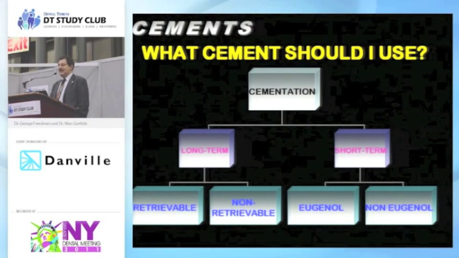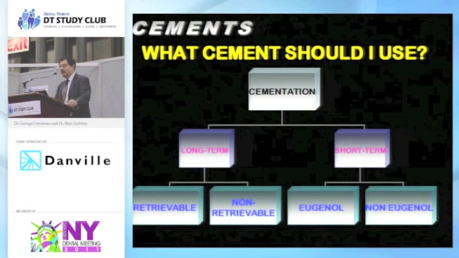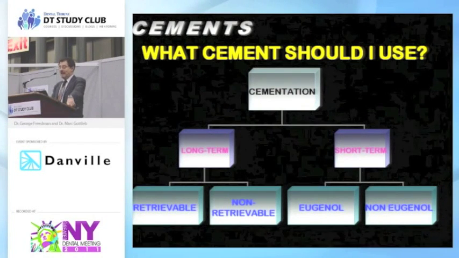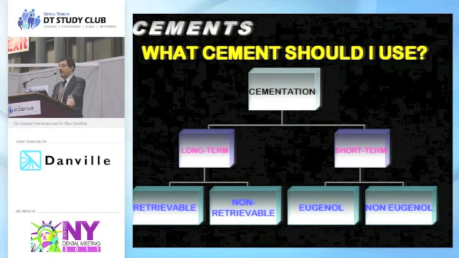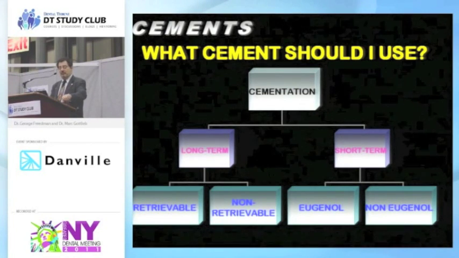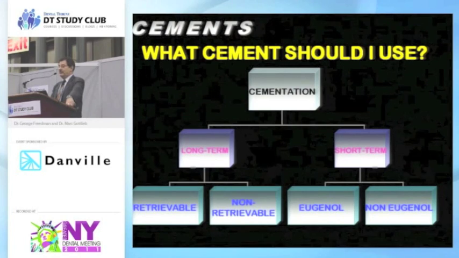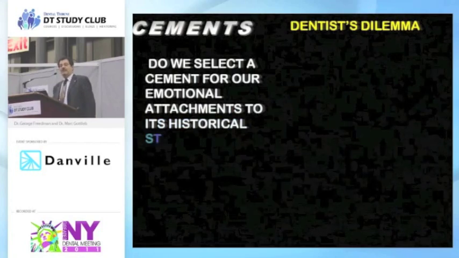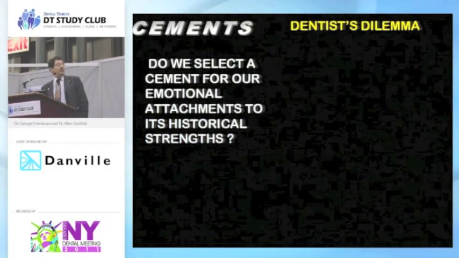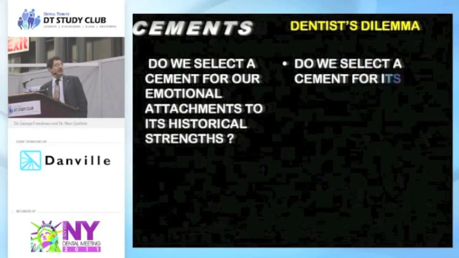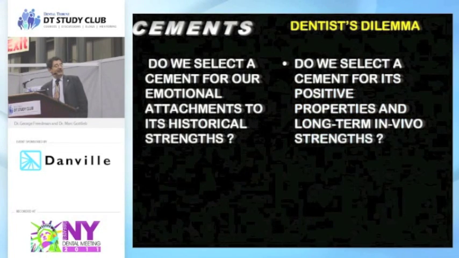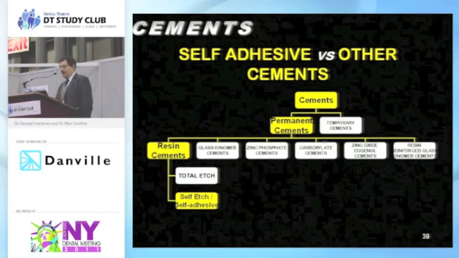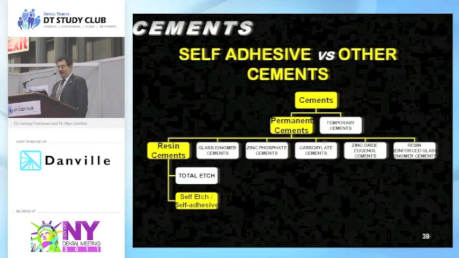So the dentist's dilemma is the selection of a cement for emotional attachment to historical strengths like zinc phosphate, or selecting a cement for its positive properties and long-term in vivo strengths. So I'm going to take a very brief look at the categories of cements and go through some of the things that we have available. Here's sort of a listing of the cements, and you can see our prejudice, which is resin cements over here. We're looking at total etch and self-etch resin cements. But before we go there, let's take a look at the positives and the negatives of the various other cements that we have available to us.